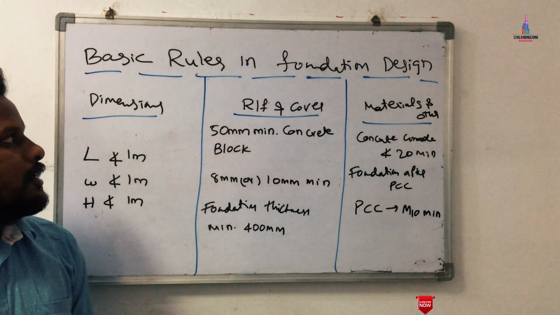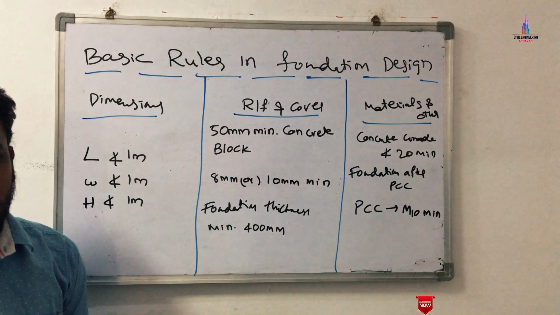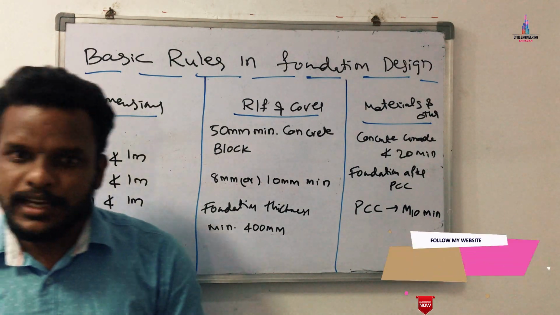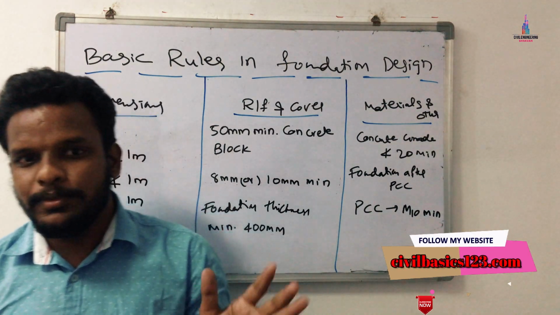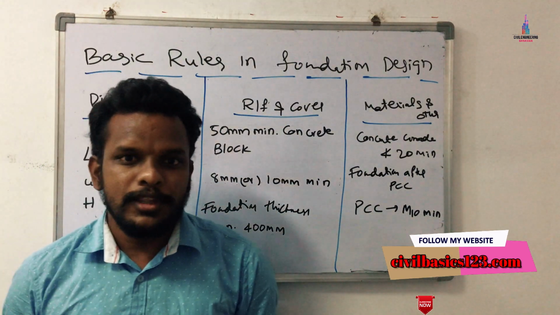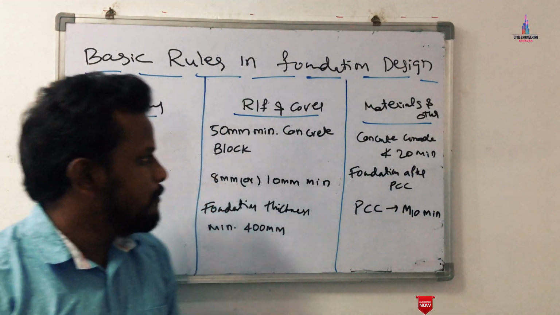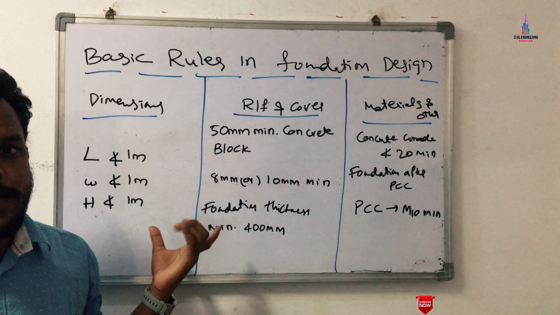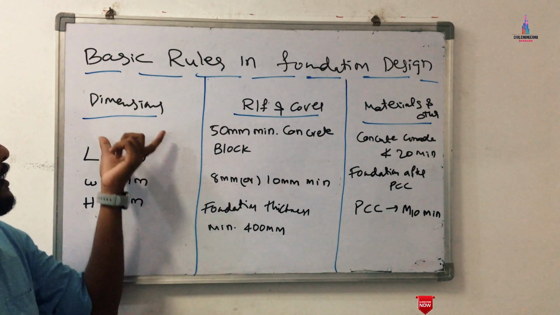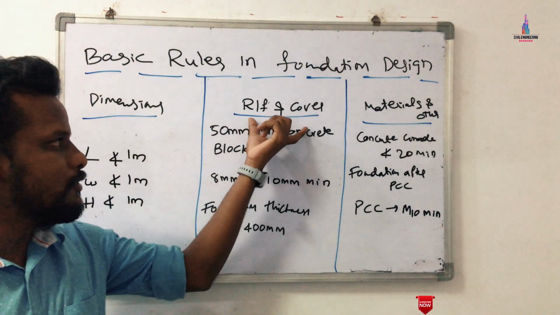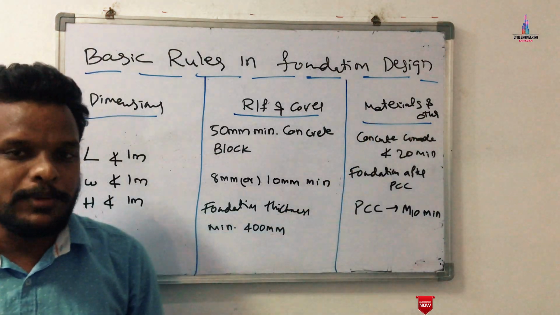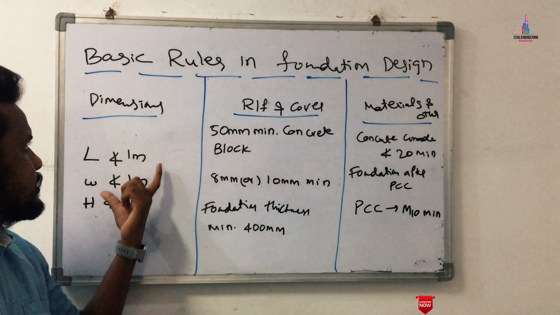Basically, for the foundation design section, if you are designing a ground story, G+1 or G+2 building structural model, we need to follow the basic rules. These are the basic 9 points we need to follow as per the considerations, which are divided into dimensions, reinforcement and cover, materials and other properties. The first one is dimensions.